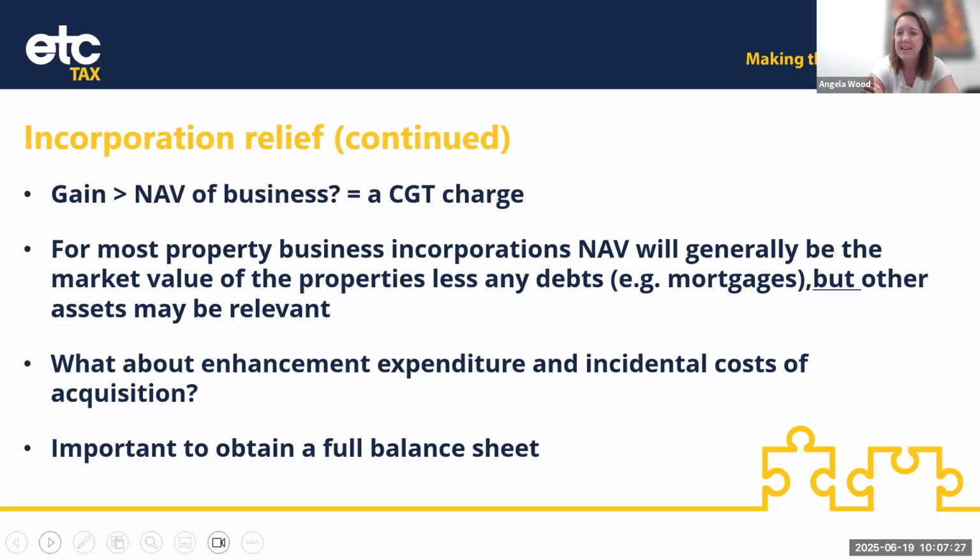So we need to really get to the bottom of what the balance sheet of that business looks like. It's actually my last point on this slide. But it's really important to obtain a full balance sheet from the clients, or as the accountant for you to provide a full balance sheet, to make sure that we've not left anything behind, as we know that one of the conditions is that all of the assets of the business have to be transferred. It also means we can more accurately work out the net asset value of the business, because just looking at the properties in isolation is not always the full picture. Obviously, it's a great start point, but there may be other assets that the business holds.